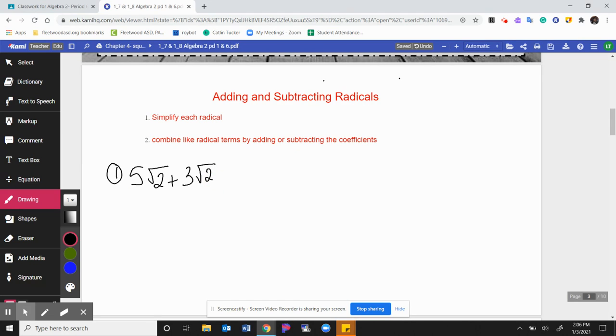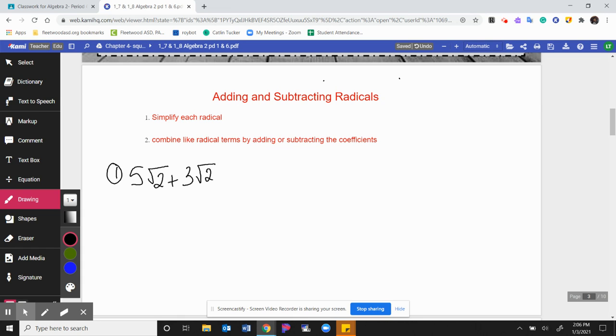Okay, so first example here, 5 times the square root of 2 plus 3 times the square root of 2. So it says the first thing we need to do is simplify each radical. So we're looking here. All right, if I would go and try and break down this 2 and do like my little tree here, I would get 2 and 1. Okay, it can't break down any further than that, so that means that the 2 cannot be broken down. So that problem cannot be simplified. We come to the next one. That one also has the square root of 2, cannot be simplified.